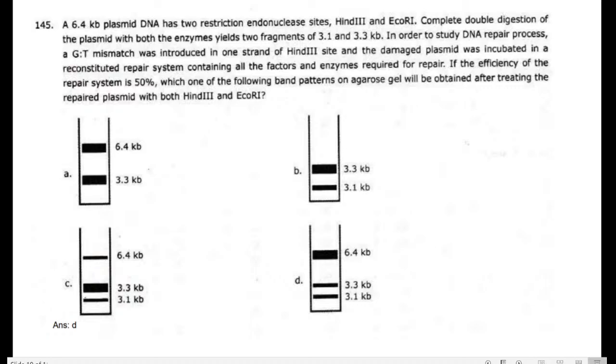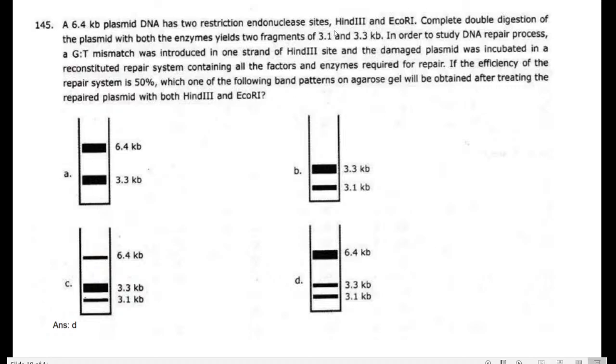The damaged plasmid was incubated in a reconstituted repair system containing all the factors and enzymes required for repair. If the efficiency of the repair system is 50%, this is the confusing statement. What do we want to think? Which band pattern is given in the agarose gel after treatment with both HindIII and EcoRI? The in-between statements are confusing. The question is finished at this stage, and then continues here.